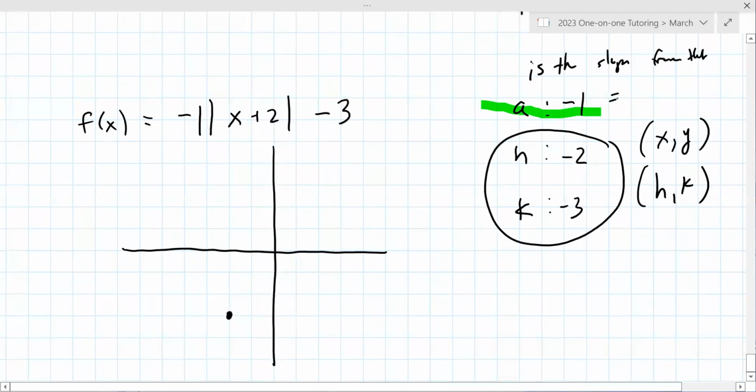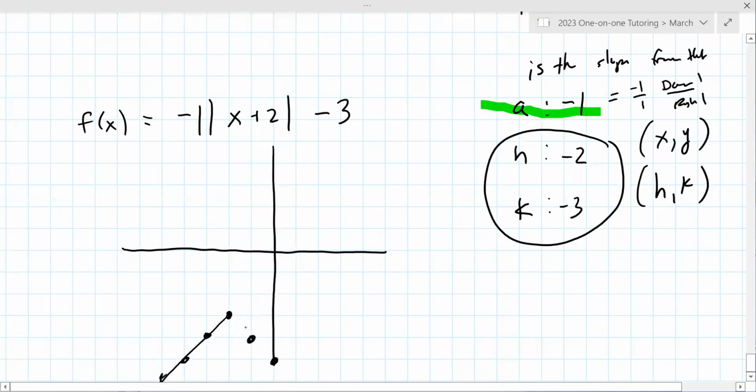Okay, so -1 is really -1 over 1, which is down 1, right 1. So we're going down 1, right 1 from that point. Down 1, right 1. Down 1, right 1. Now by symmetry, they've got to pair up going the other way. So this is your graph.